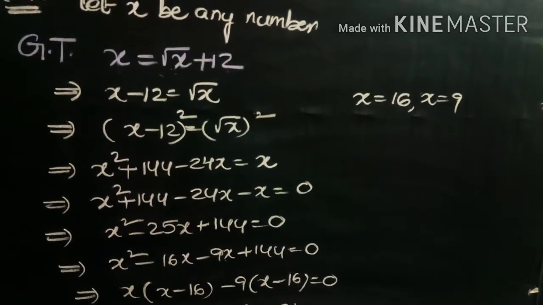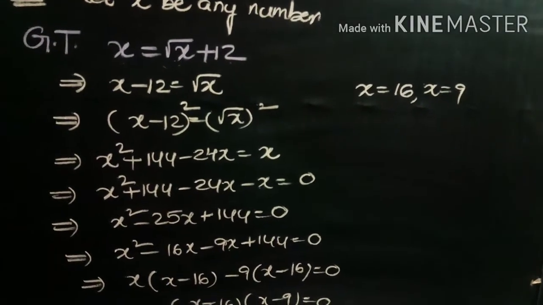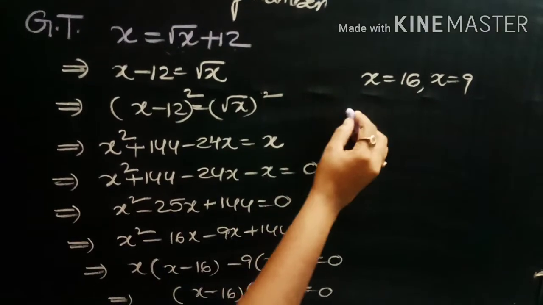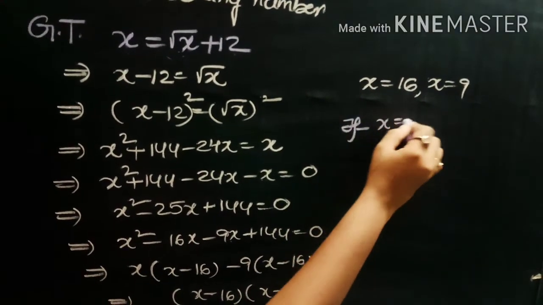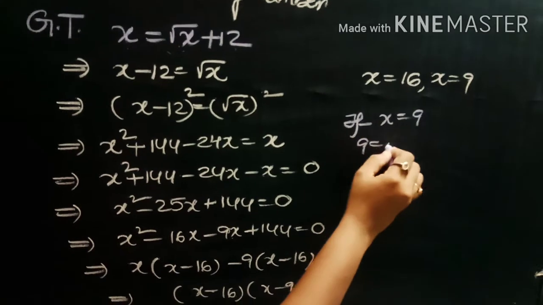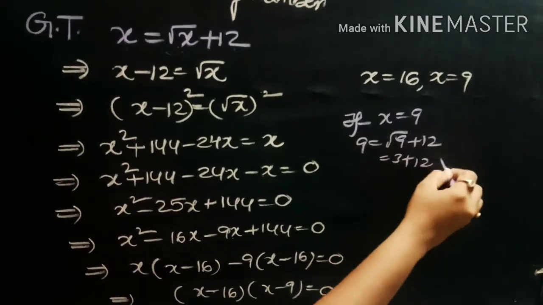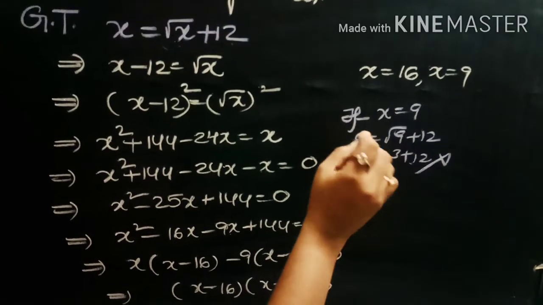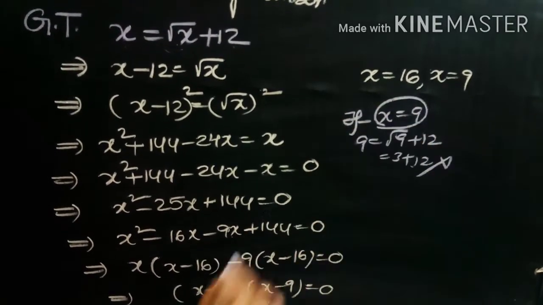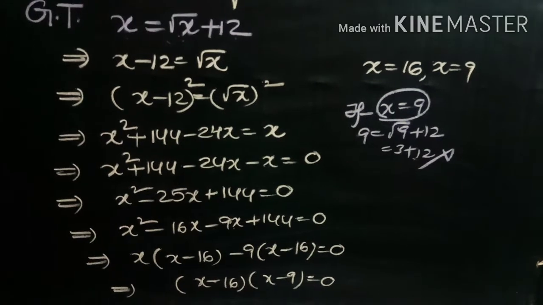Now when we take x is equal to 9 in the given equation, what does it return? If x is equal to 9, then 9 is equal to root 9 plus 12, that is 3 plus 12. So this value is not equal to 9. So here x is equal to 9 doesn't satisfy the given equation. So this is not a solution of the equation.